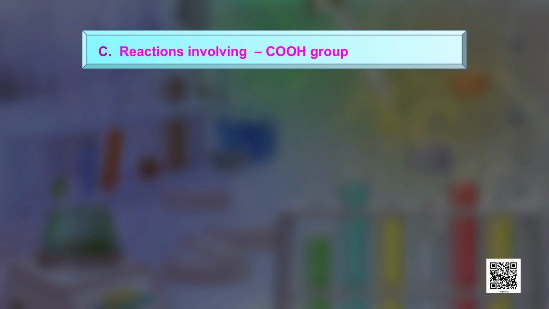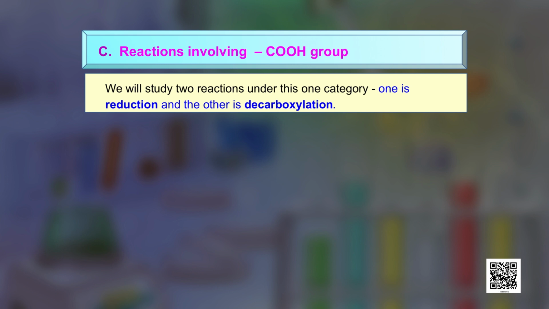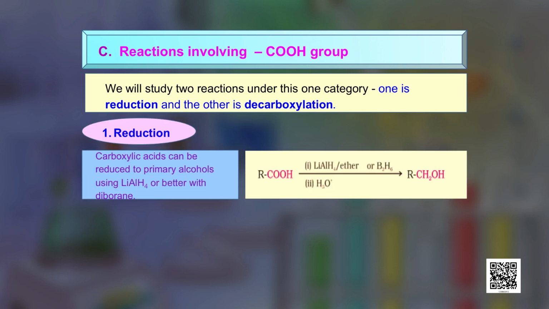The third category of reactions is now involving the COOH group. Here we will study two reactions. The first one is reduction and the second one is decarboxylation. The reduction reaction is very interesting and you can use a variety of reagents here. Carboxylic acids can be reduced to primary alcohols using either lithium aluminum hydride or better with diborane.